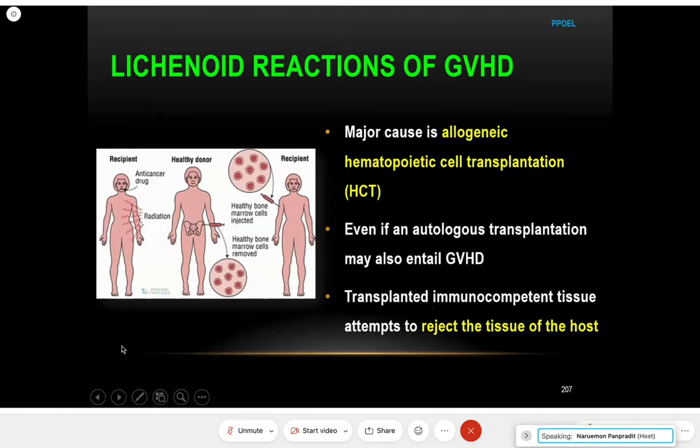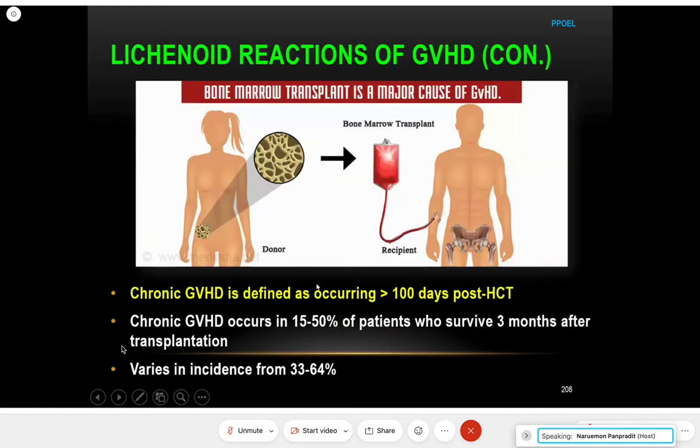That's the recipient, who receives the bone marrow from the donor, but the donor bone marrow rejects the tissue of the host and causes this reaction. Chronic graft versus host disease is defined as occurring more than about 3 months or 100 days post hematopoietic cell transplantation. It occurs in about 15 to 50%, or some report about 33 to 64%.